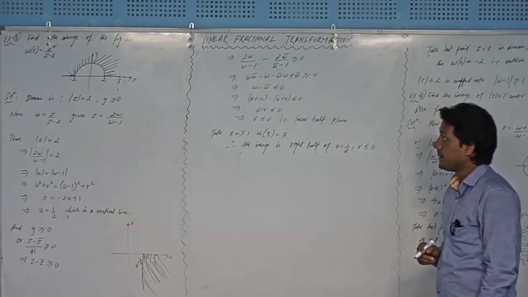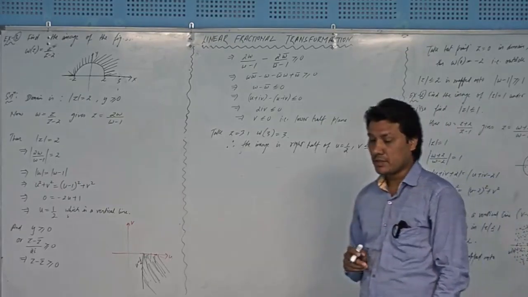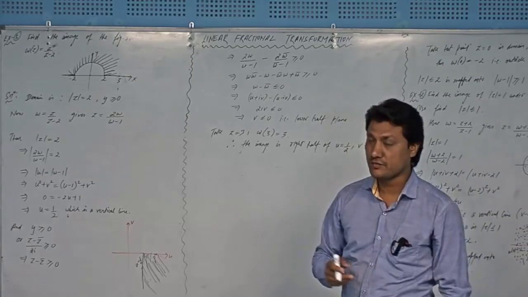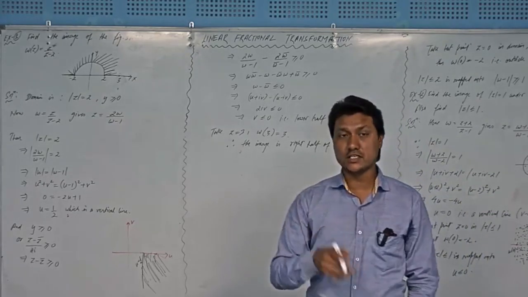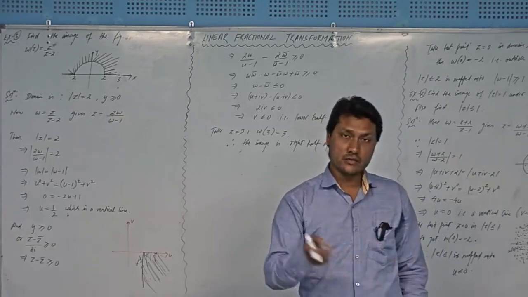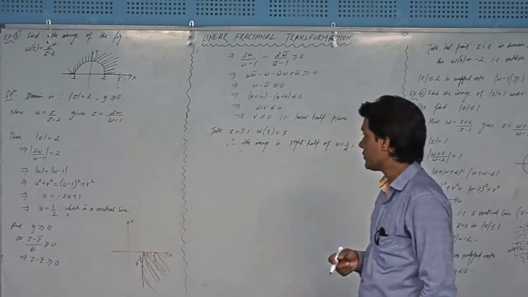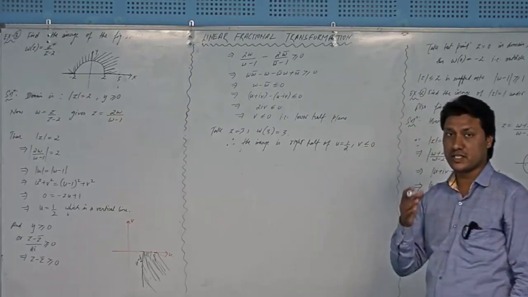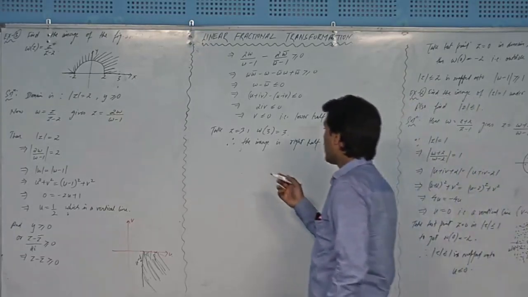Okay, and I will take one more example to see what happens with the line. As we have seen in example number 1 and 2, a circle is mapped to a circle, or a circle is mapped to a line when the pole lies on the boundary of that circle, right? So this time I will take the domain as a line, and we'll see what happens.